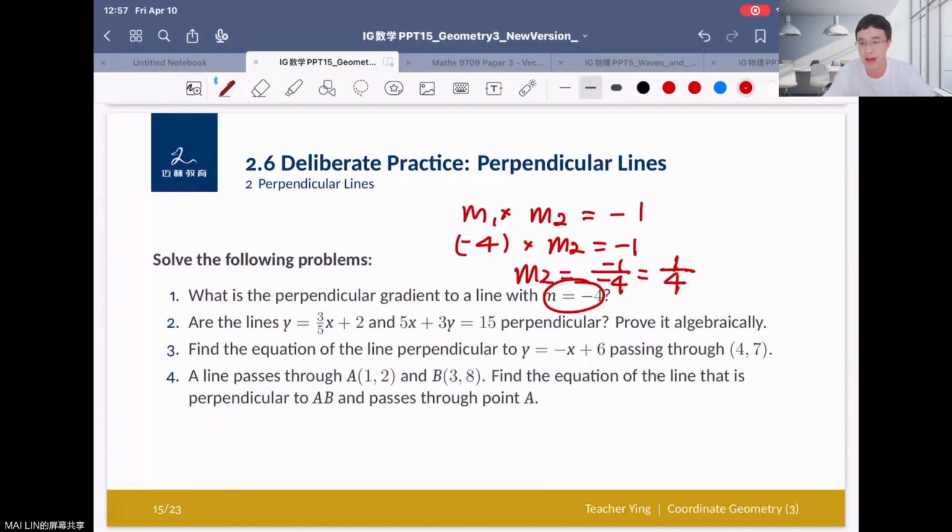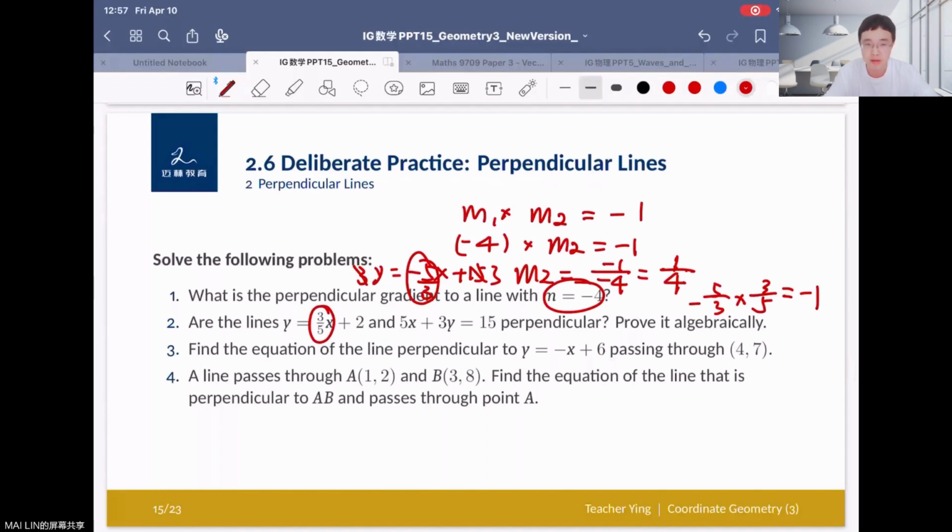And you can find in the second problem that maybe here the lines are y equals 3 over 5x plus 2 and 5x plus 3y equals 15, right? You can just transfer the second line into general form, right? So you can find that y equals negative 5x plus 15, and then divided by 3. That is negative 5 over 3. And you can find negative 5 over 3 times 3 over 5 equals negative 1, right? So we can say they are perpendicular lines to each other, right? That is the second problem.